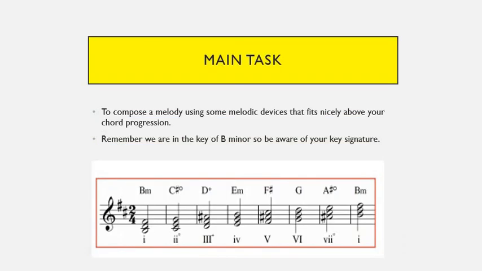Okay, so our main task today. Like I say, you started off with some beautiful chord progressions last week. Some of them were block chords, which were really nice. Cameron did some really nice broken chords, which was lovely. And today we're going to add a melody using some of our melodic devices that fit nicely above our chord progressions. So remember, we're in the key of B minor, so just be aware of your key signature.